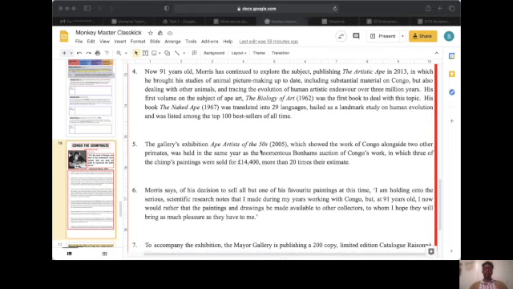His first volume on the subject of ape art, The Biology of Art, 1962, was the first book to deal with this topic. His book, The Naked Ape, 1967, was translated into 29 languages, hailed as a landmark study on human evolution, and was listed among the top 100 bestsellers of all time.